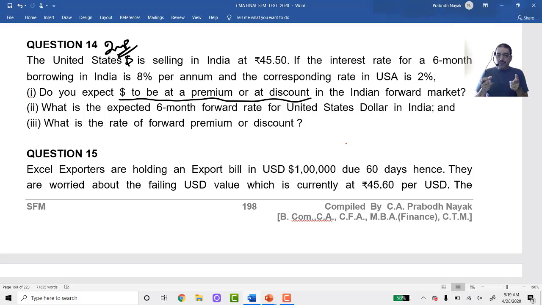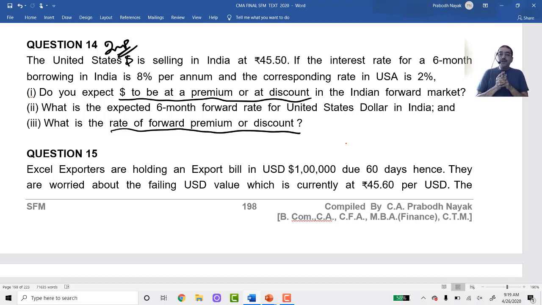Forward rate, how to calculate? With the help of interest. What is the rate of forward premium or discount? Of what? Of the dollar. Now, the first question is important. They are asking whether the dollar is at premium or at discount.